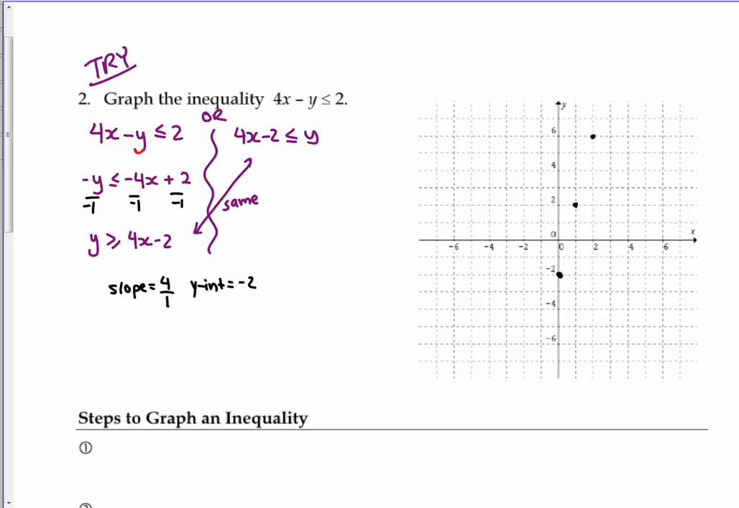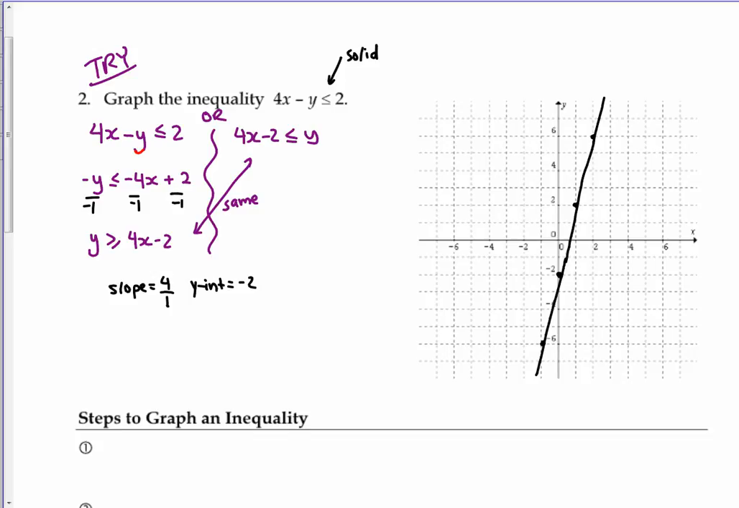Okay, how'd it go? You done? You should have had a slope of 4/1, and a y-intercept of -2. Solid or dashed line? Why is it solid? Because it has the equal to. Good. So solid line connecting the boundary line. We're making a boundary.